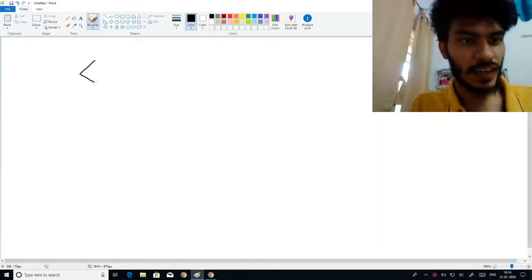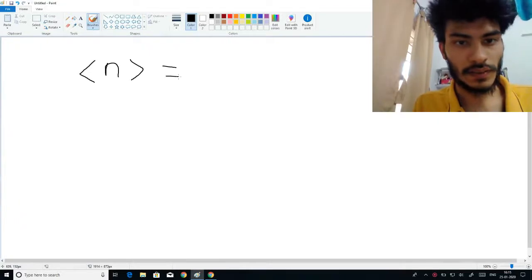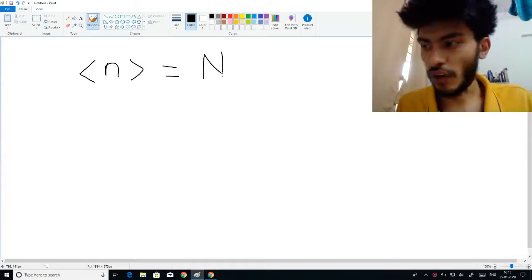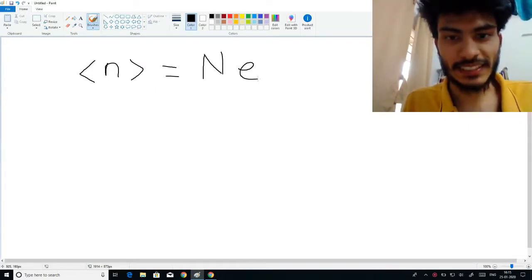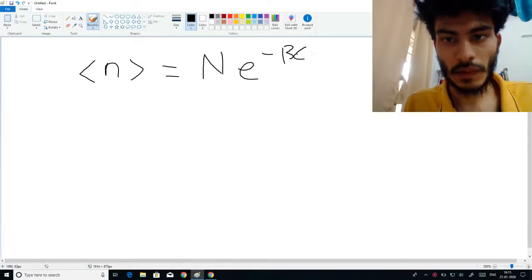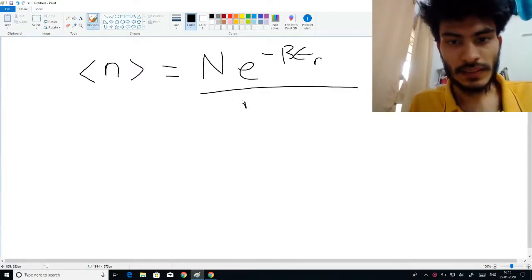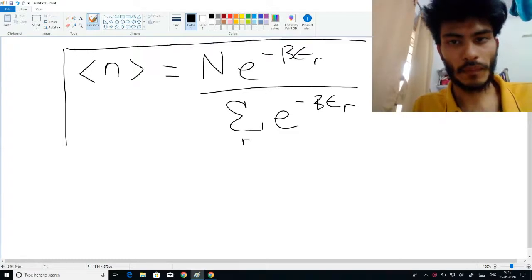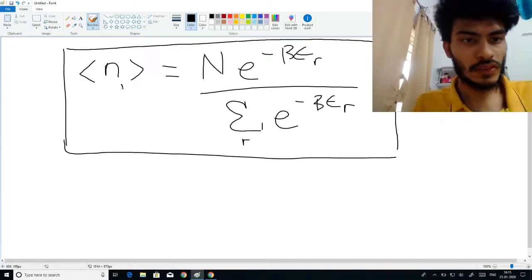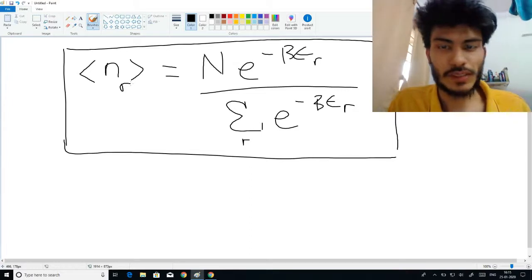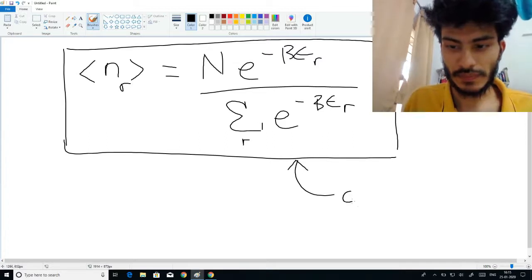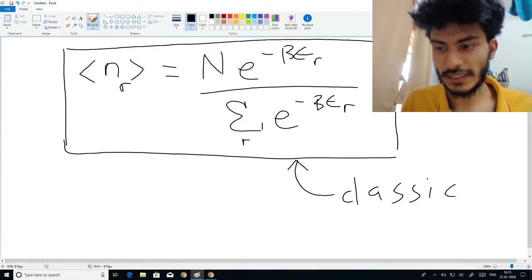As derived in class, the formula for classical particles, that is the particles that follow Maxwell-Boltzmann statistics, is given by the following formula. This is the mean number of particles found at an energy level with energy epsilon r for classical particles. So this is the formula that governs it.